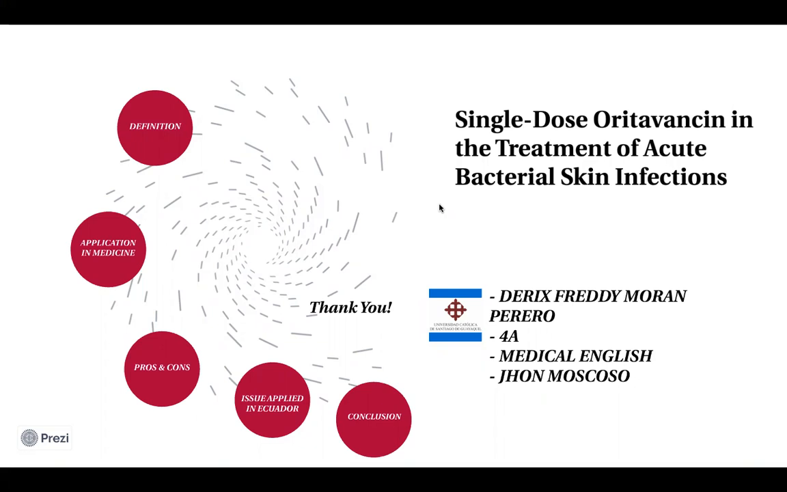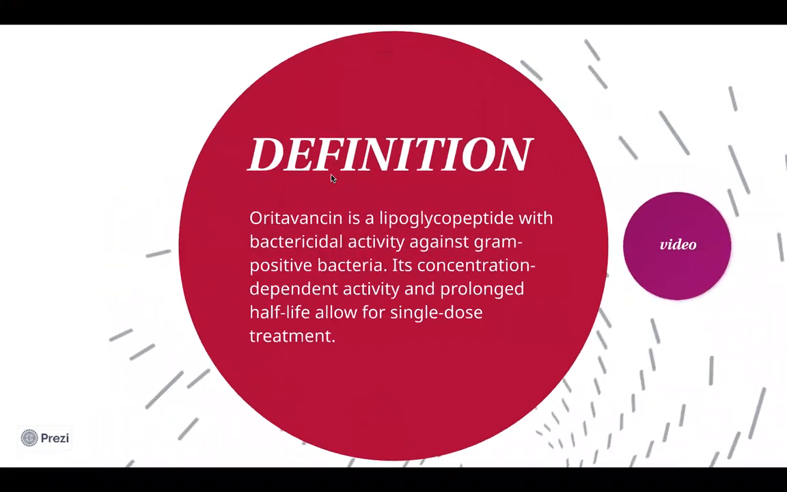Definition: Oritavancin is a lipoglycopeptide with bactericidal activity against gram-positive bacteria. Its concentration-dependent activity and prolonged half-life allow for single-dose treatment.